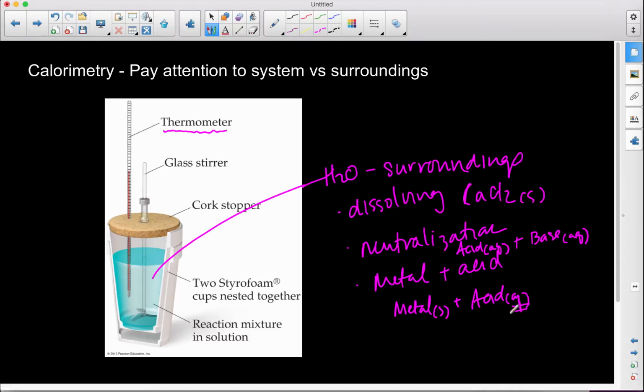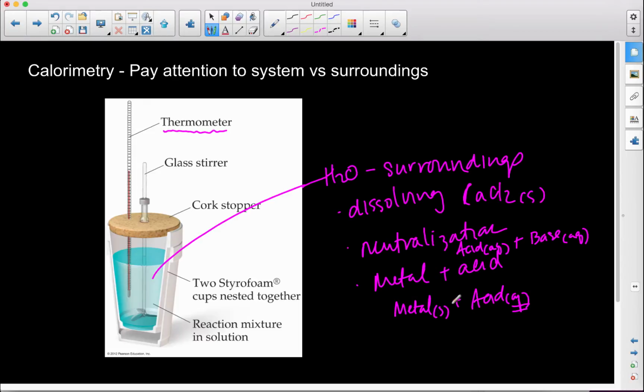So water is going to play our surroundings, and the actual species in the water are going to be our system. Really, really important. Because we can't physically measure what's happening to the calcium and chloride ions, but we can measure what happens to the water. Again, we can't measure the interaction of these ions with one another, but we can measure what they do to the water.